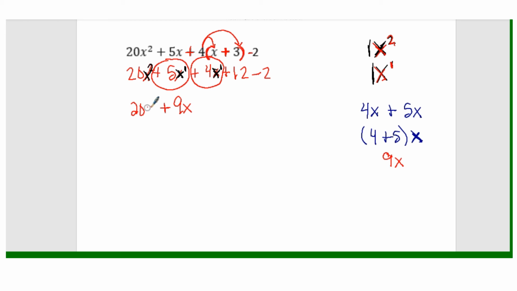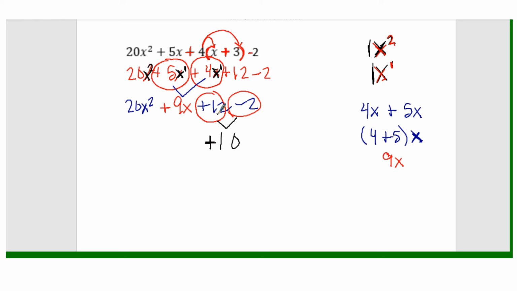And I have 20 times x squared. And I'm going to bring down, now I used these two, my plus 12 and my minus 2. Now I want to combine my constants. So I have positive 12, and I want to take away 2, and that's going to give me a total of 10. Then I'm going to bring down everything I did not use, and that 10 is positive.